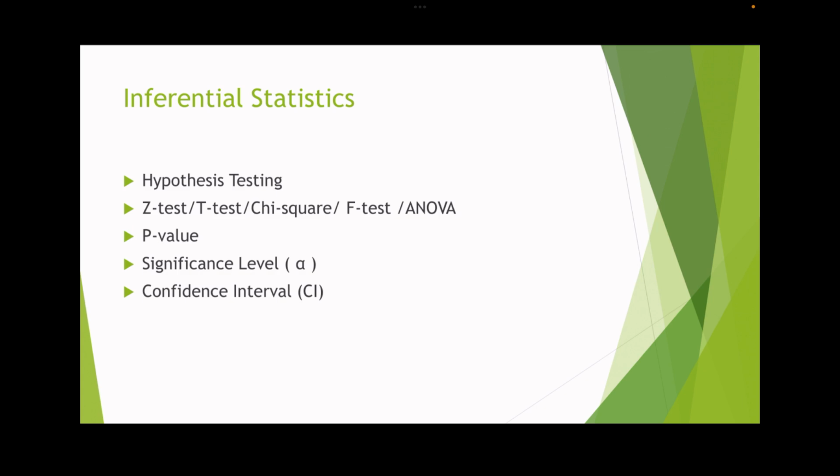Now next we will see what are the different kinds of inferential tests, what is the basic concept of hypothesis testing, what are the different statistical tests that we can do in terms of z-score, t-test, chi-square test, f-test, ANOVA test, which test to use when. Most importantly, we will understand p-value, what is level of significance, what is confidence level.